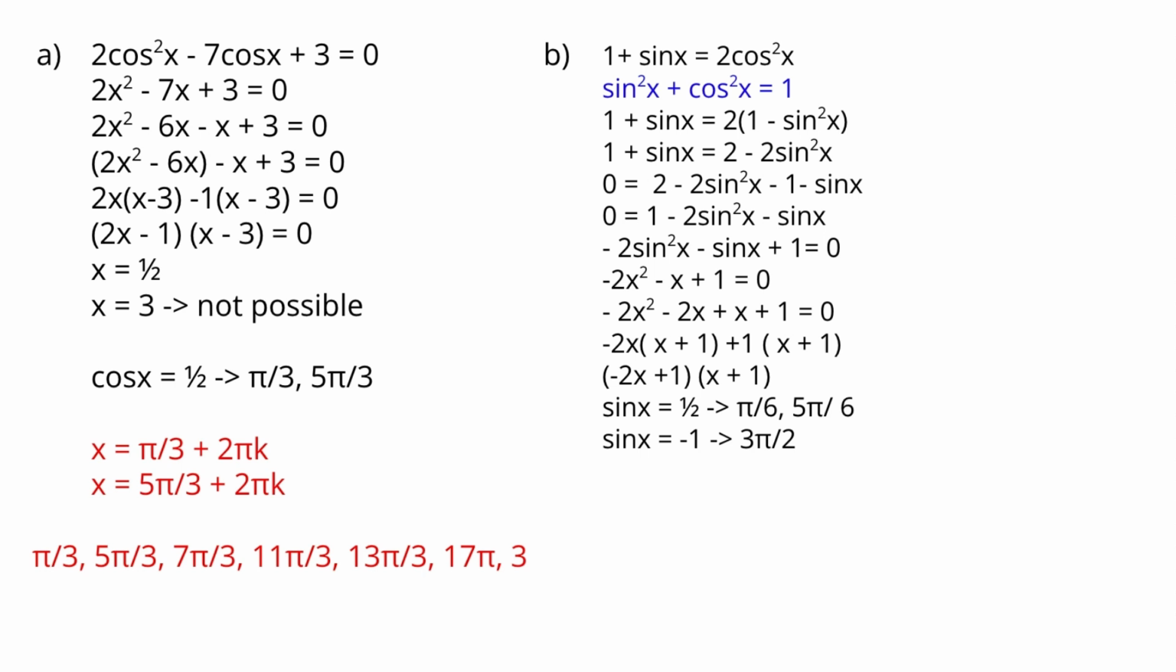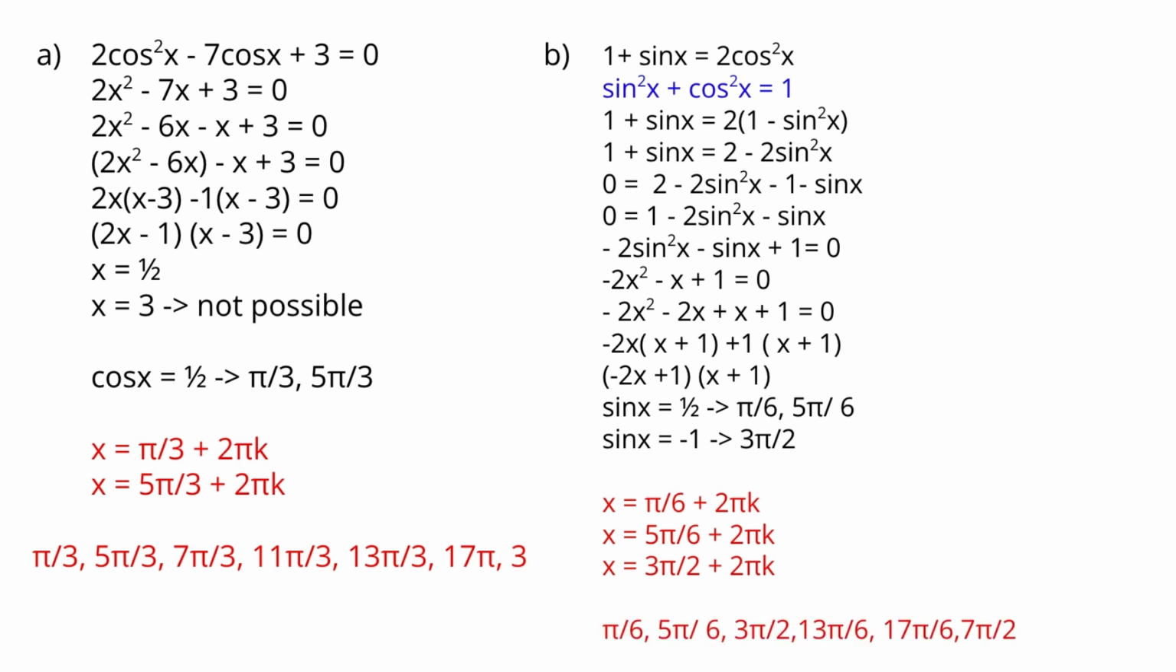Set those into our equations. x is equal to pi over 6 plus 2 pi k. x is equal to 5 pi over 6 plus 2 pi k. And x is equal to 3 pi over 2 plus 2 pi k. Plugging in integers, and we get pi over 6, 5 pi over 6, 3 pi over 2, 13 pi over 6, 17 pi over 6, and 7 pi over 2.